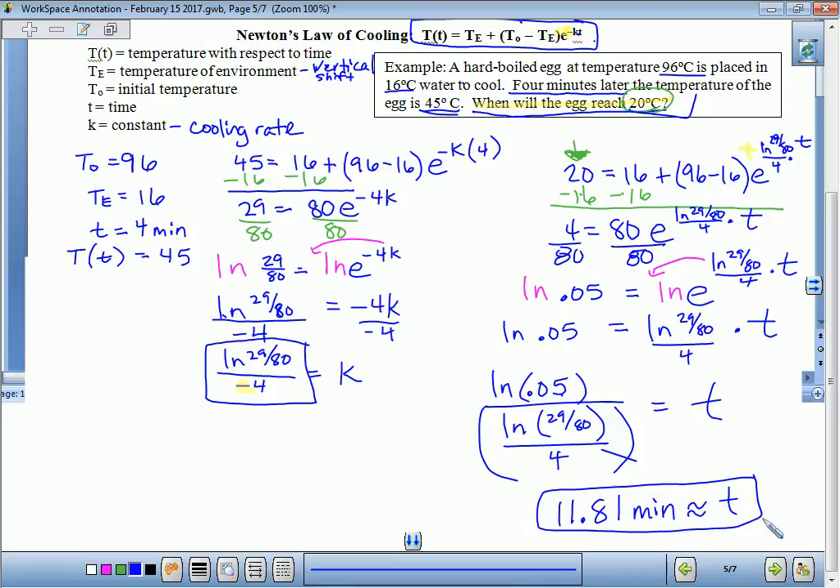How do you get 11? Does the ln 0.05 matter a lot? These have to be grouped right here, because it's this divided by this. So there's two ways you could do it. You could do this first, and then do ln of 0.05 divided by the answer button. Or you put an extra set of parentheses around that. Those are your two approaches.